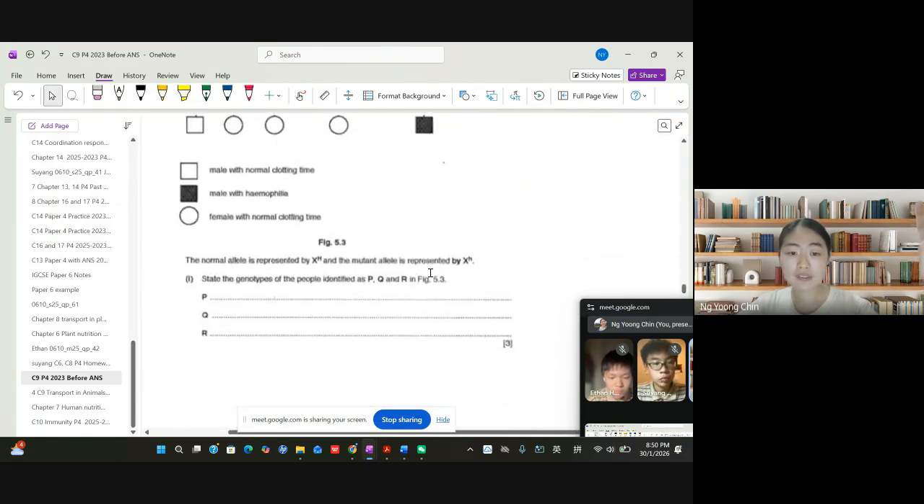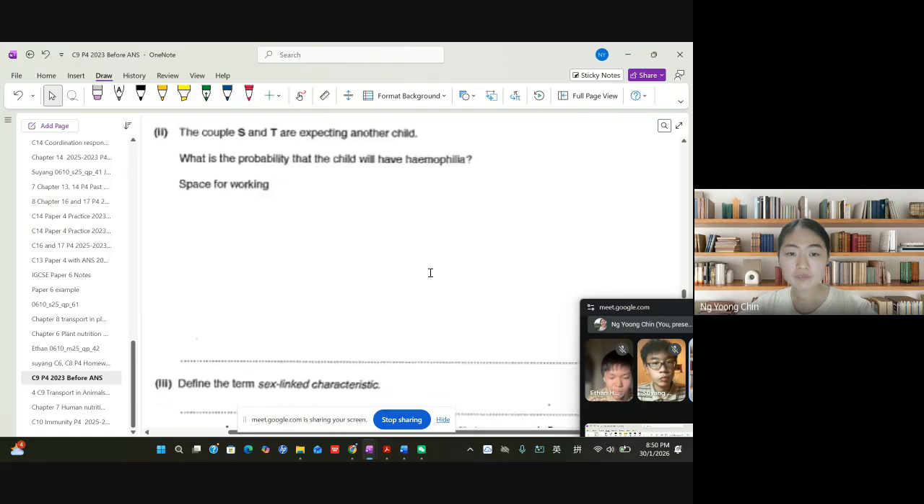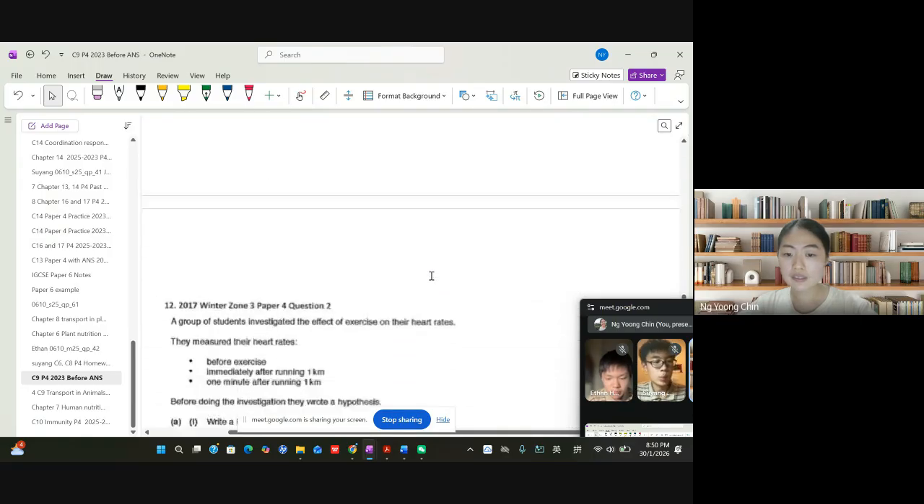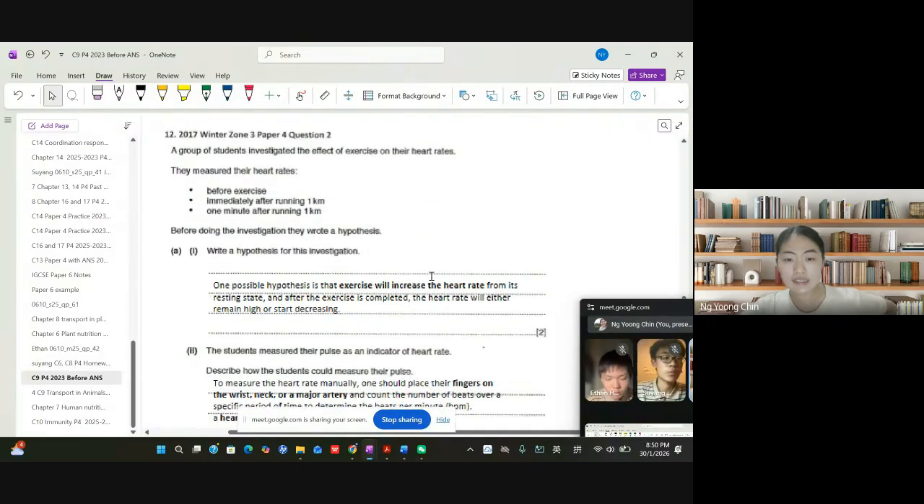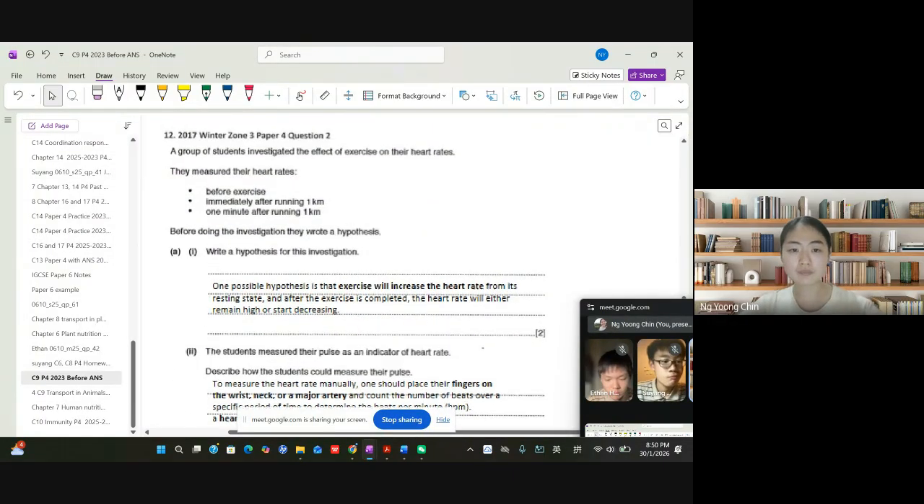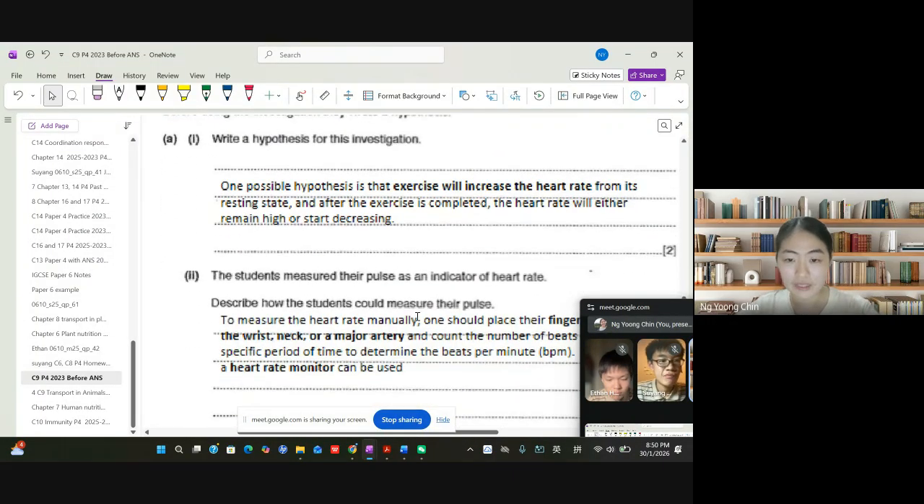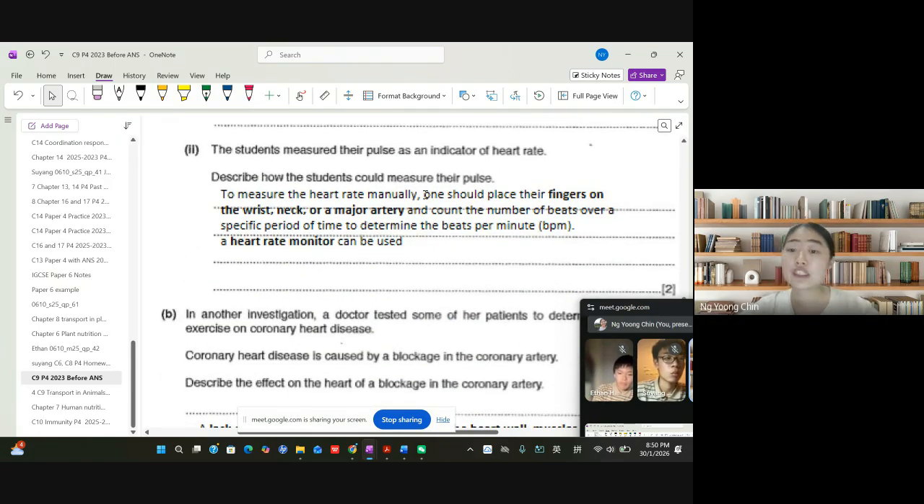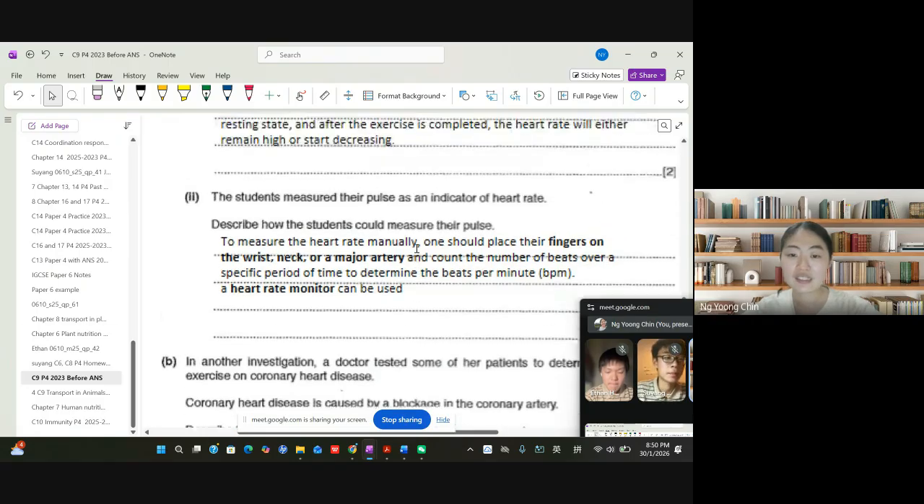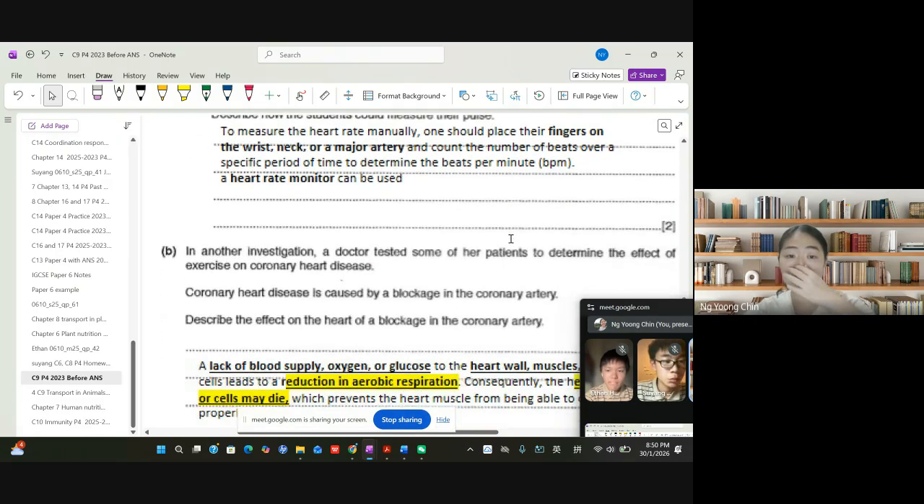What's the purpose? Okay. This, they asked about what? I think this is also repeated already. See how you can measure your pulse. You can measure by placing your finger, one of the methods, on the wrist, neck, or major artery. So you can calculate the number of beats per minute.